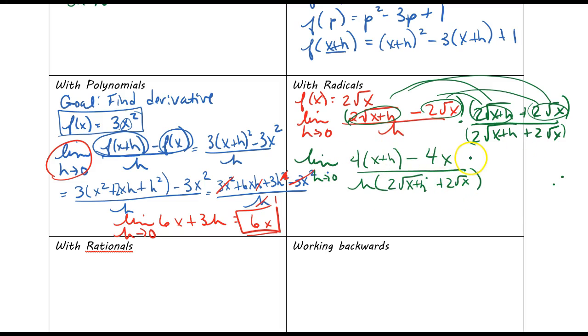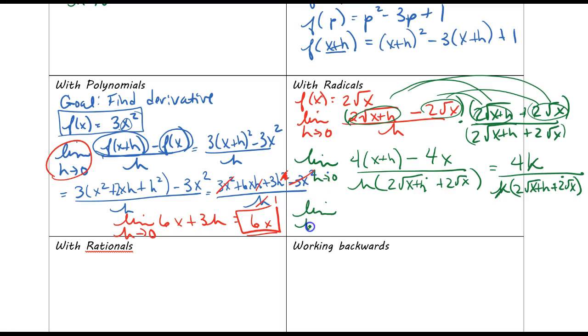I actually FOILed out the top. And now you might already see it, but look what's happening on top. That's a 4x plus 4h minus 4x. Well, the 4x's are going to cancel. So you're just going to have a 4h on top. And on the bottom, h times all this madness. And where do you think I go from here? Well, we get to cancel the h. Do you see it? There's an h up here, there's an h down there, cancel, cancel.